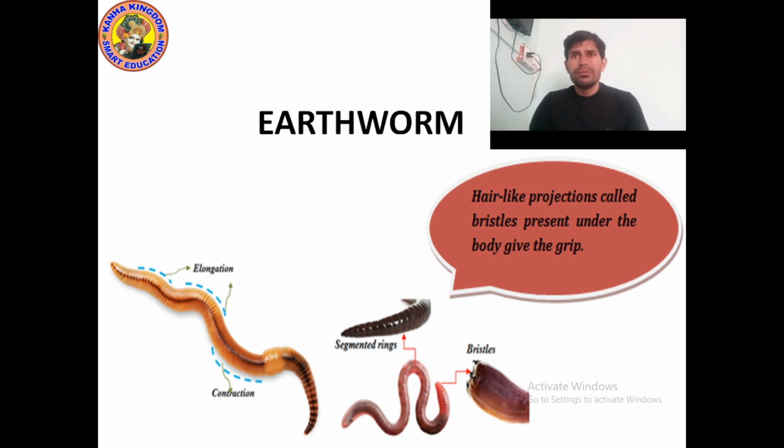Whenever it uses its bristle, it elongates its front part, and when it elongates the front part, its back part is contracted. Then when it contracts the front part, the back part elongates. In this way, the earthworm starts moving. So the earthworm moves with the help of bristle.